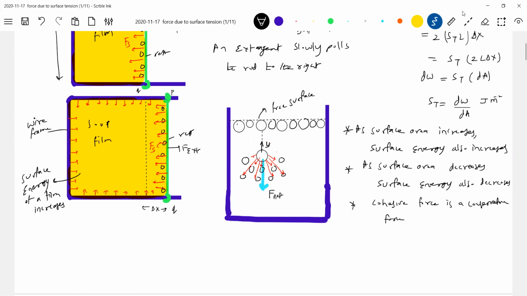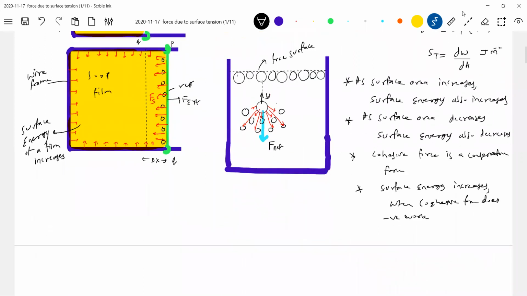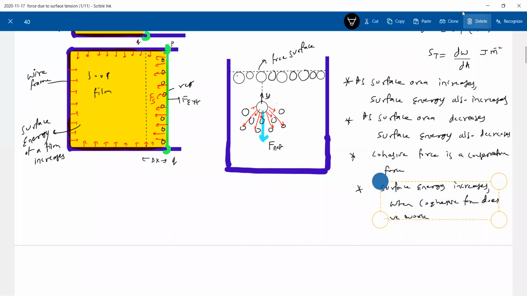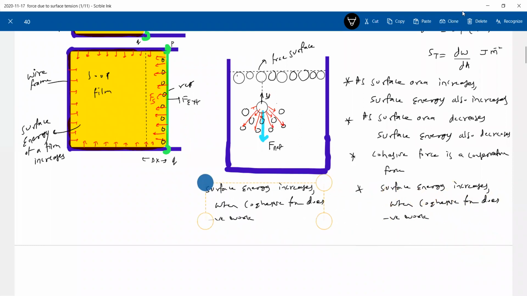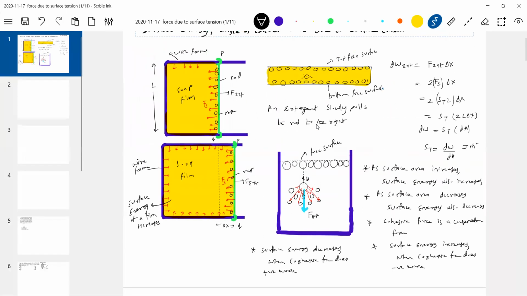Fine. So these are very important. These are the things which are going to help us a lot in numericals. Surface energy increases when cohesive force does negative work. Similarly, surface energy decreases when cohesive force does positive work. Okay, fine. So these are the very important things now.